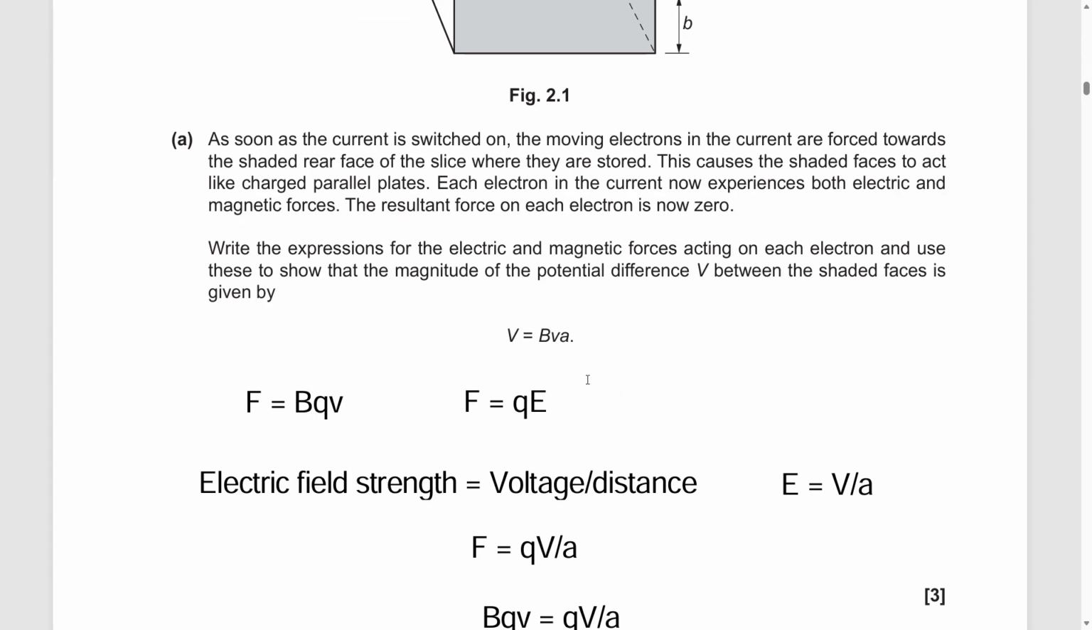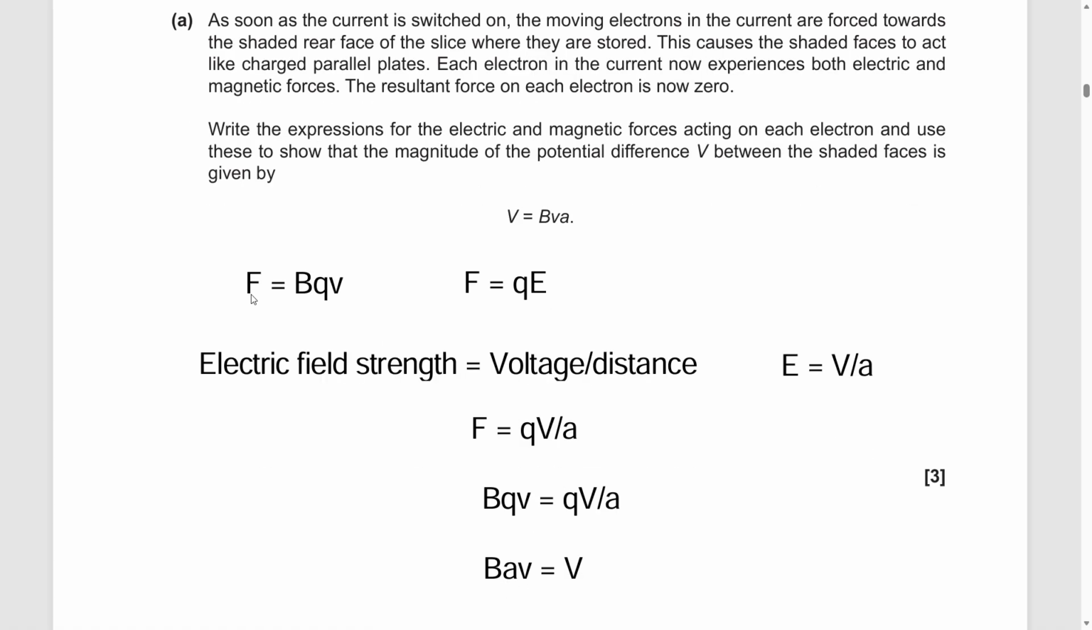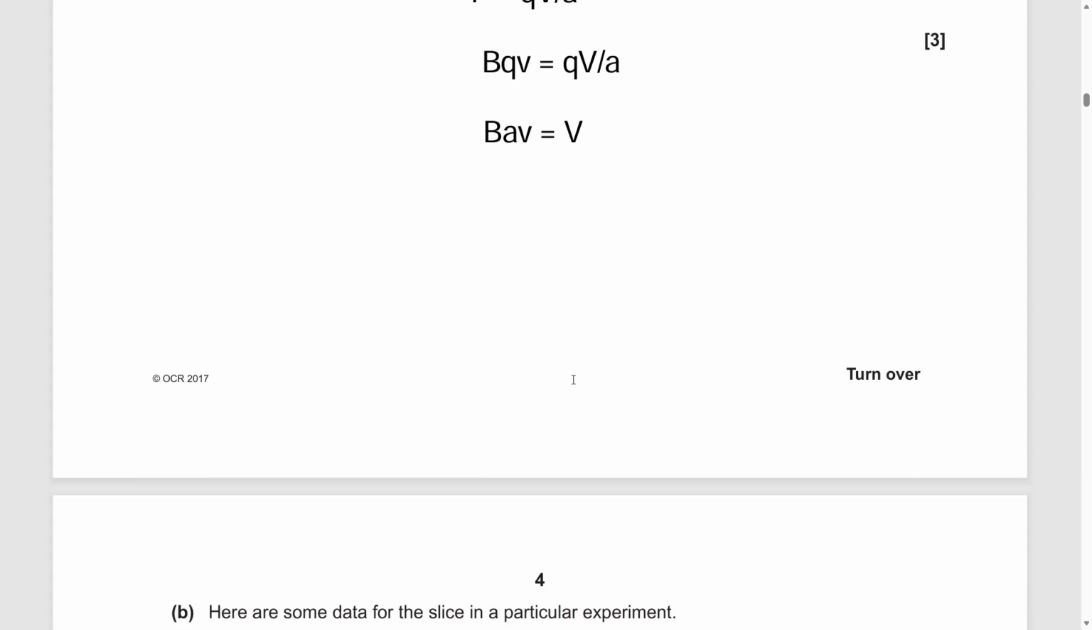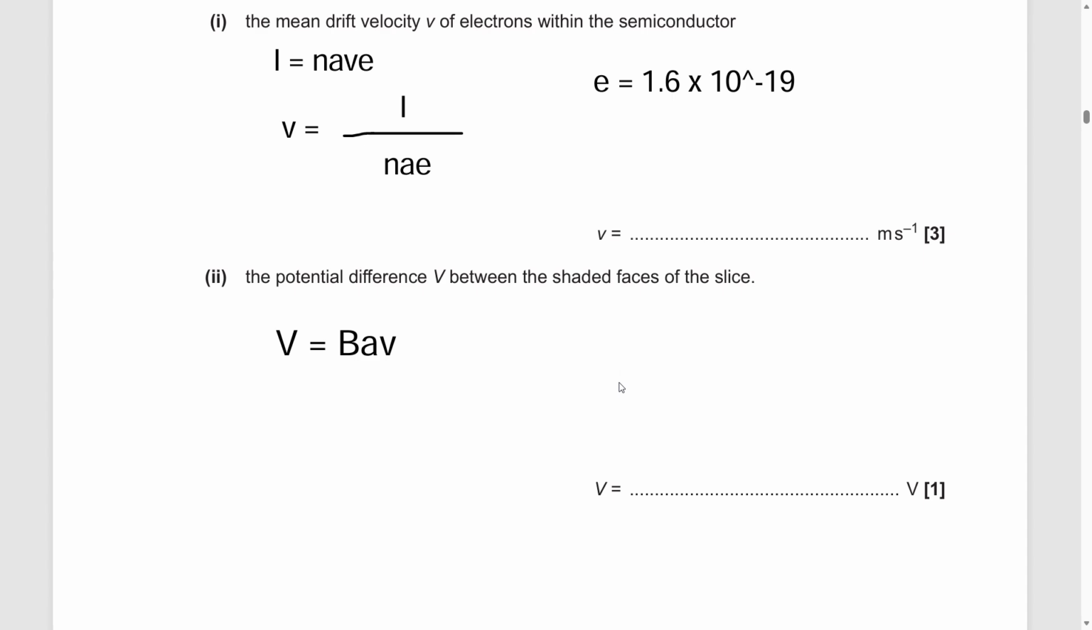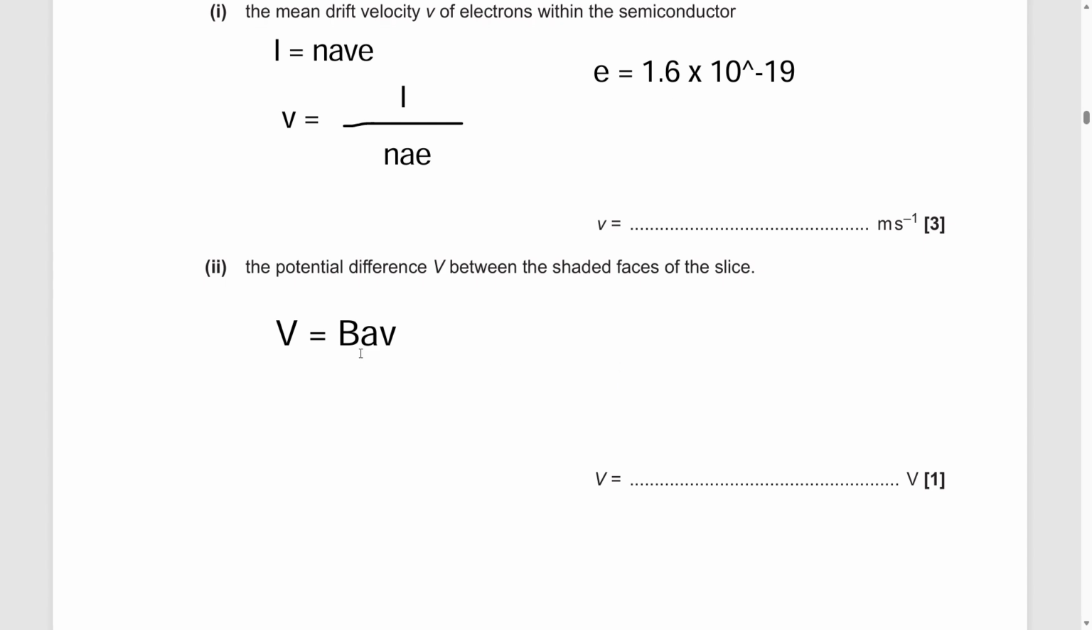For this question, you need to use three equations here. So F is equal to Bev, F is equal to the electric field strength times the charge, and the voltage over distance gives you electric field strength. You're combining all three equations together. For this question, use the equation I equals nAve, rearranging for V to give you the answer. This one uses the equation that we worked out in the first part.